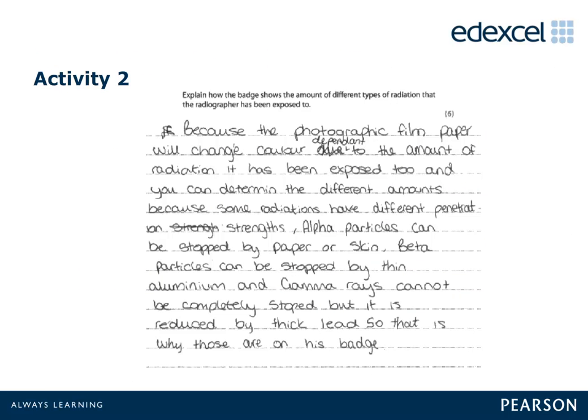Activity 2 is based on question 6C, Part 3, from the foundation paper. Using the mark scheme, decide on what mark you think this should be awarded and why. At this point, you may wish to pause the video to carry out the activity.